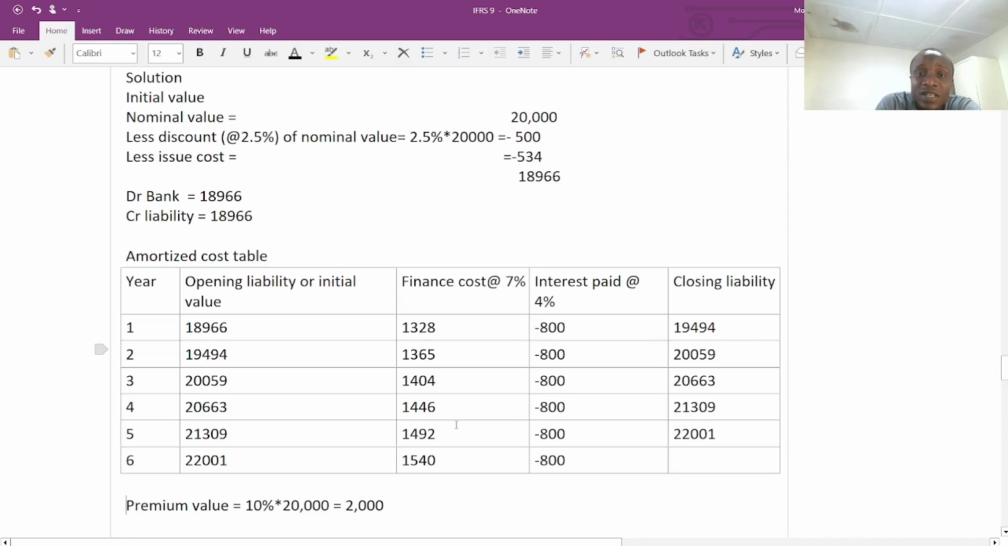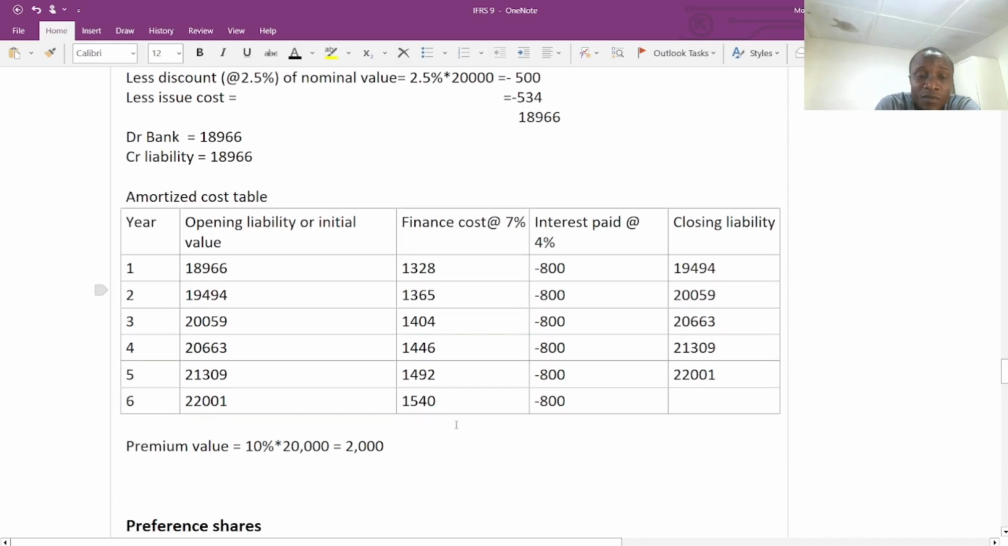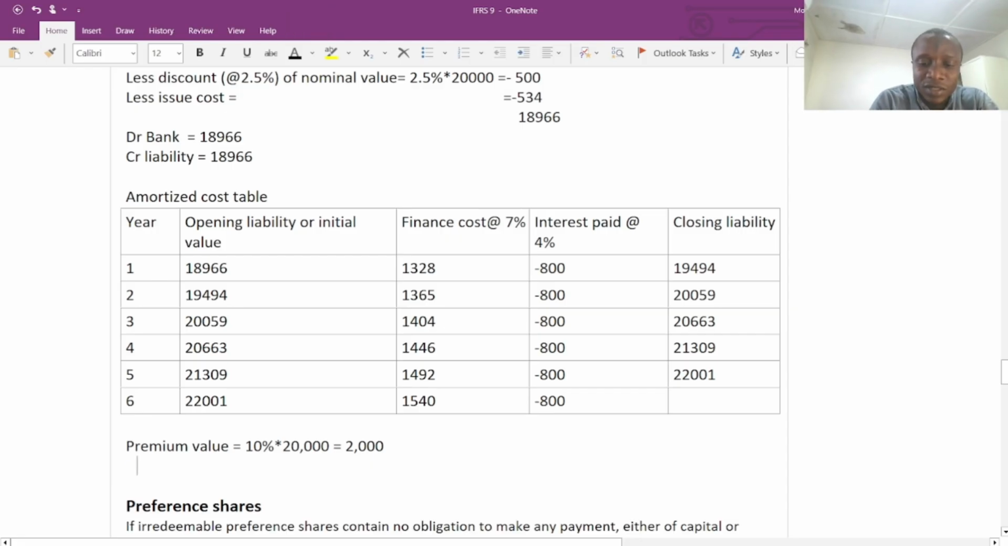But if you want to solve this to the end of year 6, this is how we are going to solve it. At the end of year 6, which is this period, we are going to derecognize the liability. This closing liability, we are going to debit the liability and we are going to credit cash at bank. So basically, the nominal value, which is 20, so basically, it's something like 22,000 in simple terms.